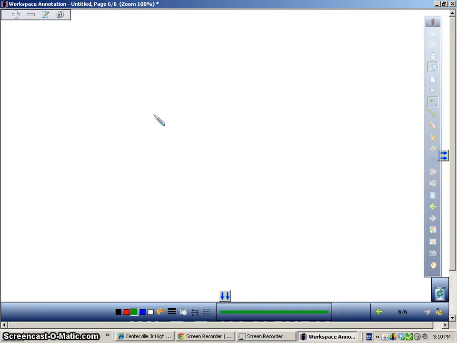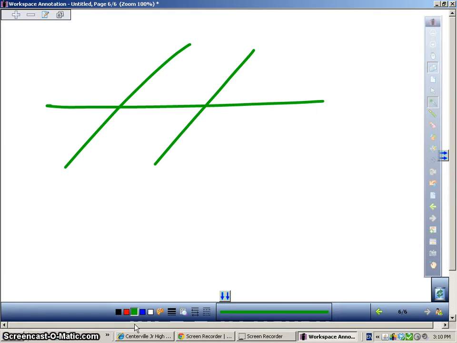Supplementary angles. Supplementary angles add up to be 180. So we know a full circle is 360, so half of a circle would be 180. So this angle here and this angle here would add up to be 180. Those would be supplementary angles, and you're going to have to name those.